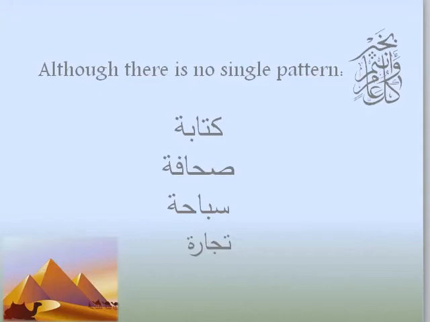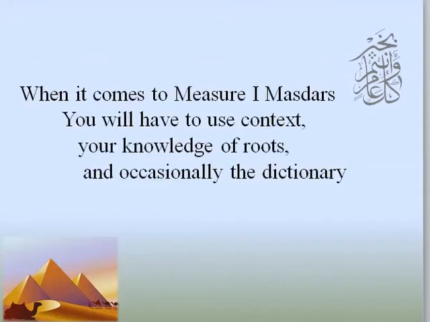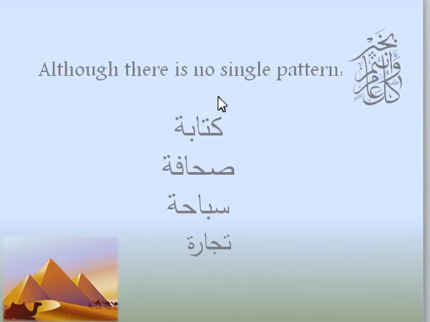Okay, now, as we say, when it comes to measure one masdars, you will have to use the context, your knowledge of roots, and occasionally, if you absolutely have never seen the root before, you'll have to use the dictionary. Let's take a look at this one. Kitaba. Uhibb al-kitaba. Well, let's say you've never seen that word before. Okay, what is the root? Yes, kataba. What does that root mean? It has to do with writing.